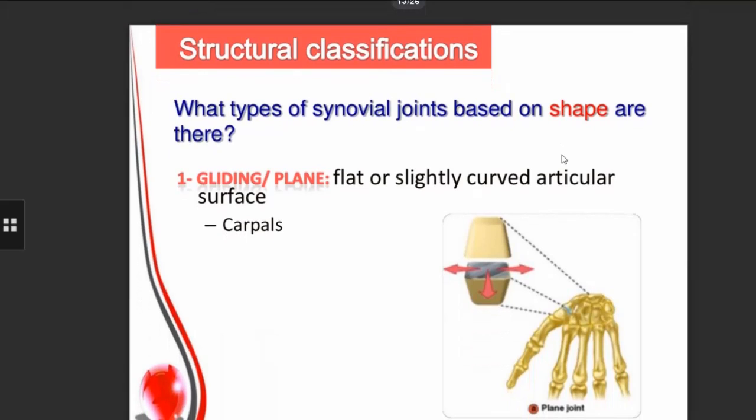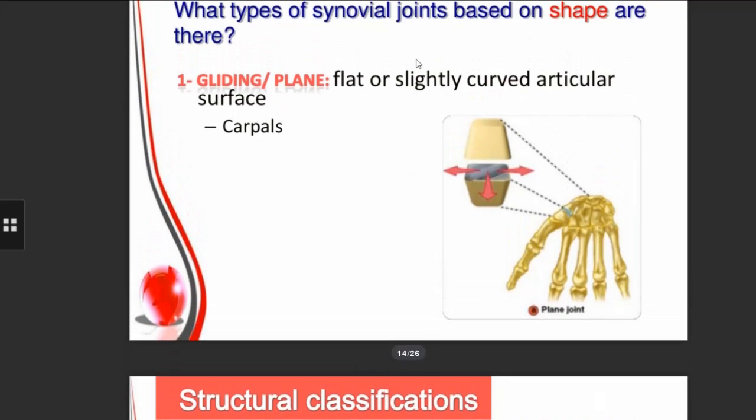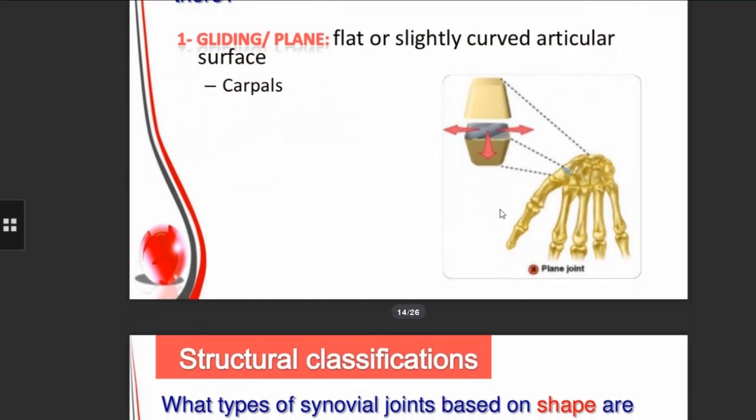On the shape of joints, we have classified these. First one is the gliding or plane. You can see here the direction of movement is parallel to each other. This joint is called the gliding or plane surface because both bones are moving parallel with respect to each other. They are present in our carpal joints.